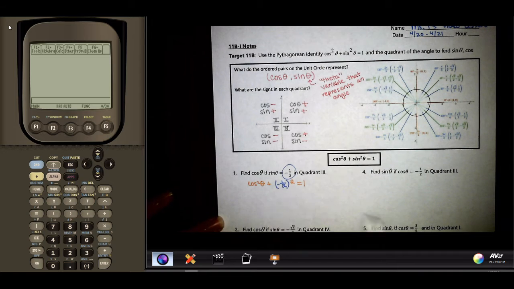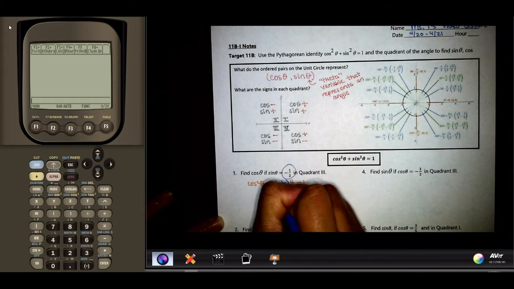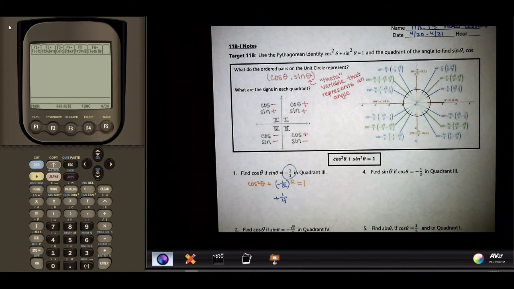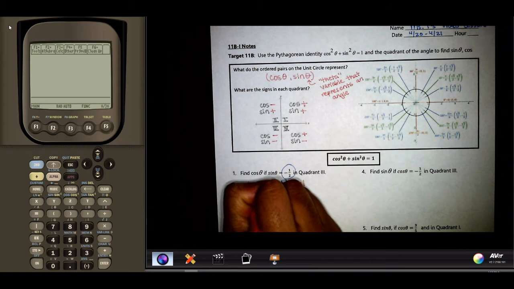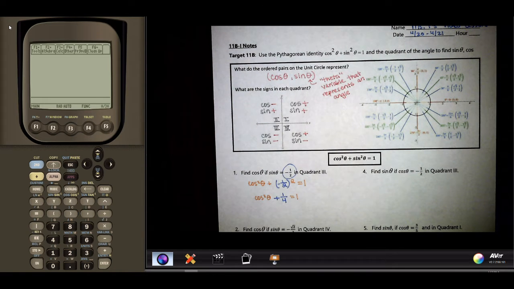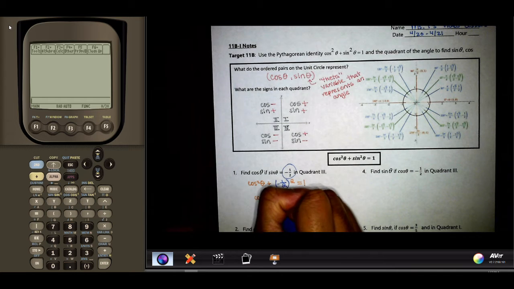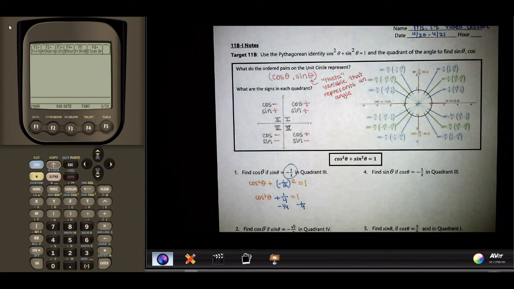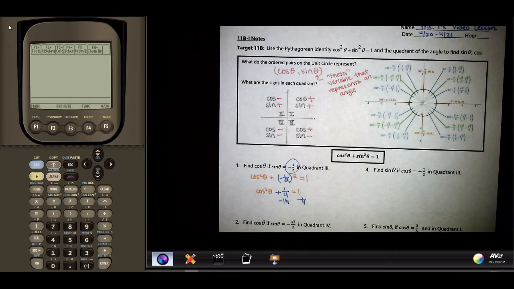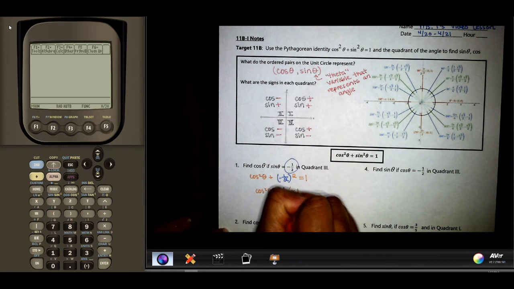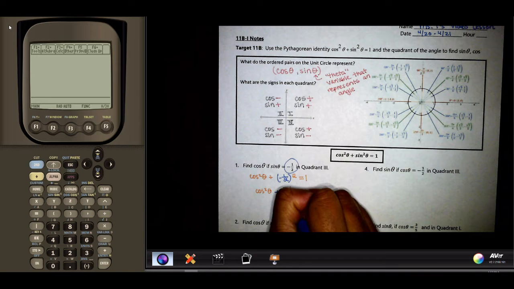Now we're going to get rid of the square. Remember PEMDAS, next thing is parentheses and exponents. So here, when we square it, a negative times a negative makes a positive. 1 squared is 1, and 2 squared is 4. So we're going to square each part of the fraction individually. Now we subtract 1/4 from both sides in order to solve for cosine. 1 minus 1/4 is 3/4.